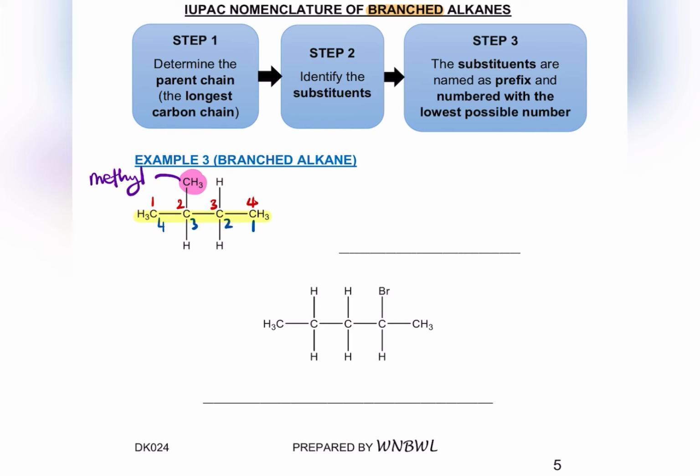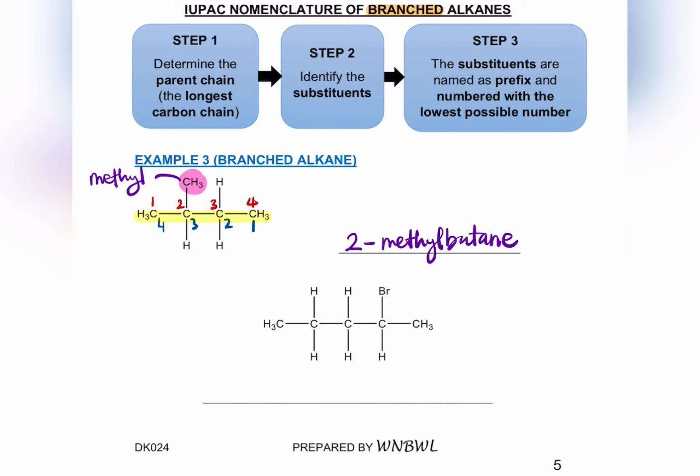So the full name will be 2-methyl, and then the straight chain for me with 4 carbon atoms is butane. So you have to close up the name without any space at all. When a number meets a letter, there will be a dash. When a letter meets a letter, there will be no space. You have to make it close. So this is how you give the name for one example. Example 3, 2-methylbutane.